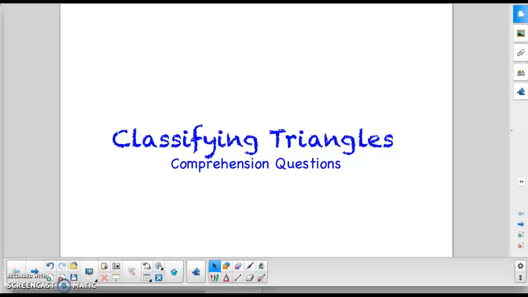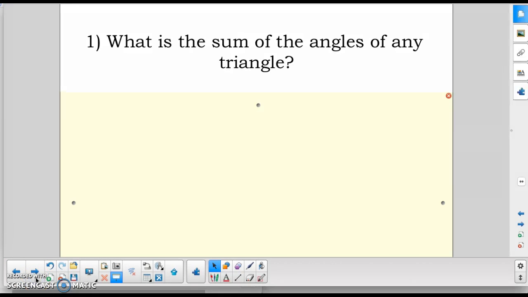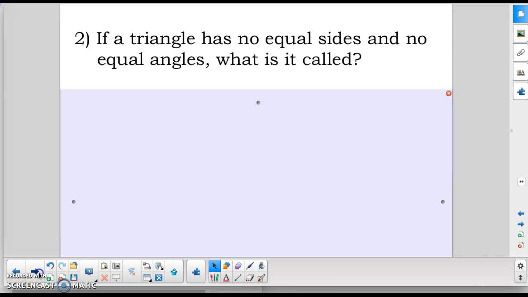Now I want you to use your graphic organizer to answer the next 5 comprehension questions. The questions will pop up on the right side of your screen. 4 of them are multiple choice and the last one is a short answer response. Answer them to the best of your ability. Here we go. Question number 1. What is the sum of the angles of any triangle? If you chose 180 degrees, you are correct.